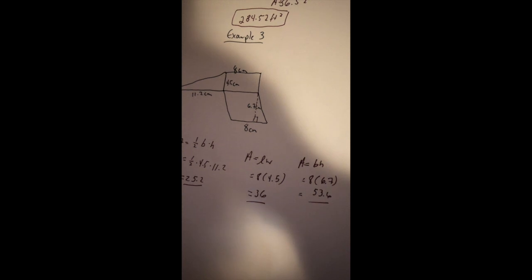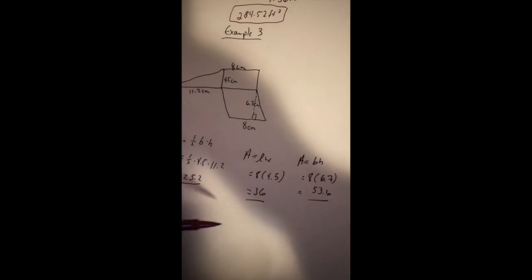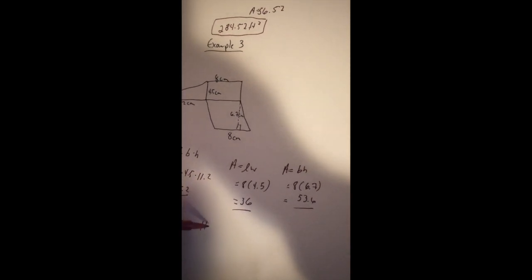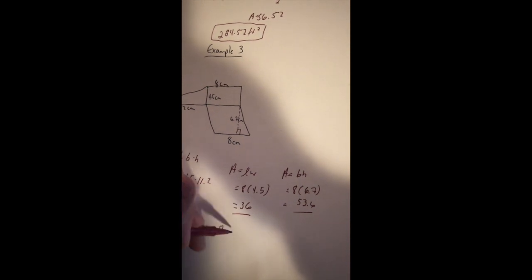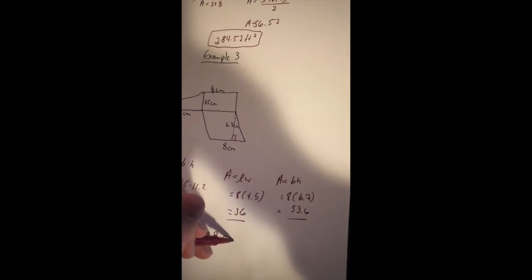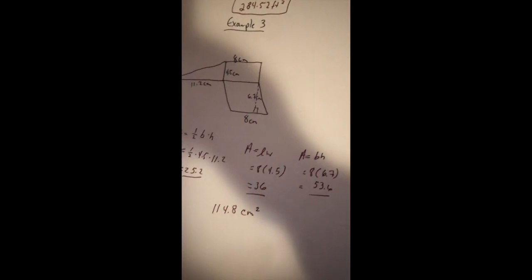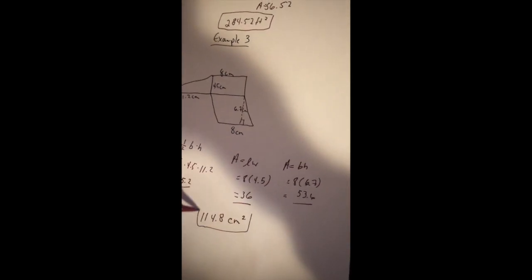And so then we have our 3 different numbers here. We add them up all together, and you get 114.8 centimeters square. So that's the area of that whole figure.